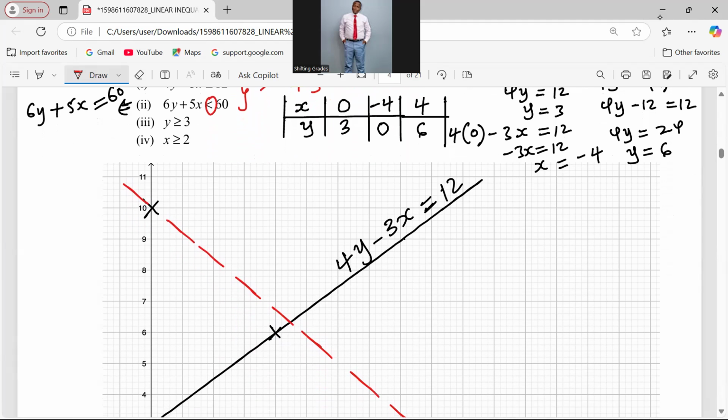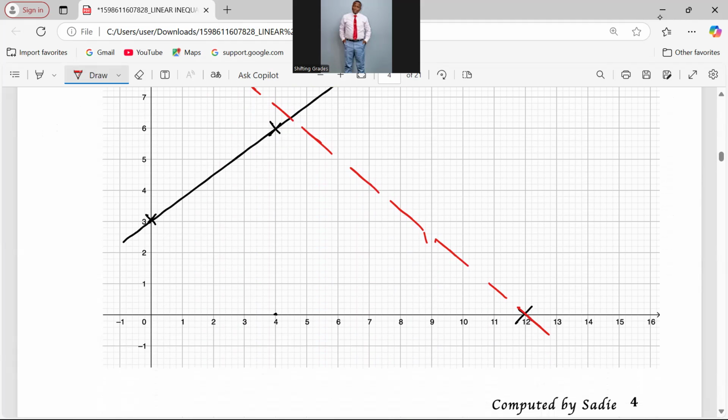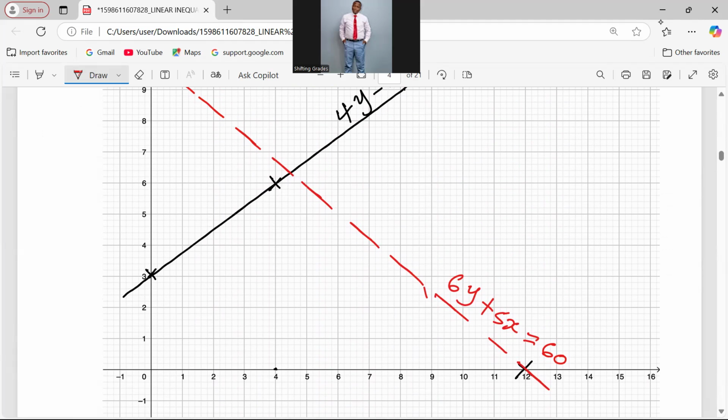So line 6y plus 5x equals 60. That is the line that we have plotted. Yeah, so that is it.